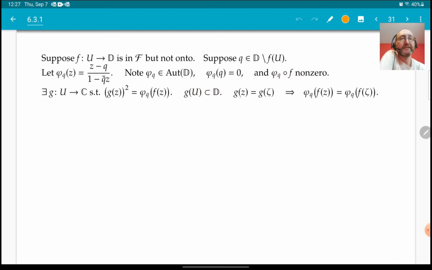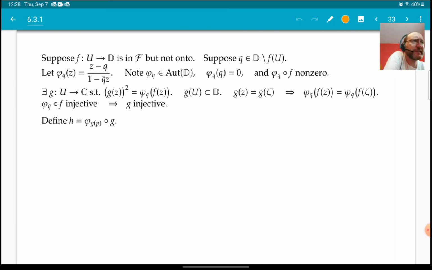Now, if g of z is equal to g of zeta, well then what does that mean? If I square that again, just like before, I get that it's true for the squares, therefore it's true here. F is injective, and automorphisms are clearly injective. So that means that this is injective, right? Therefore, g is injective. We have that z has to be equal to zeta.